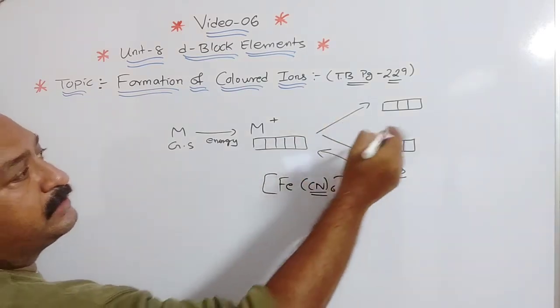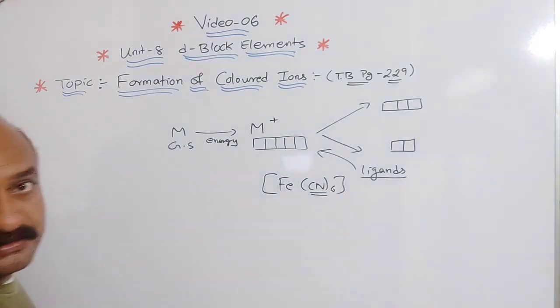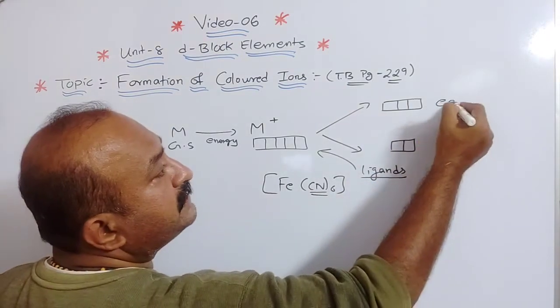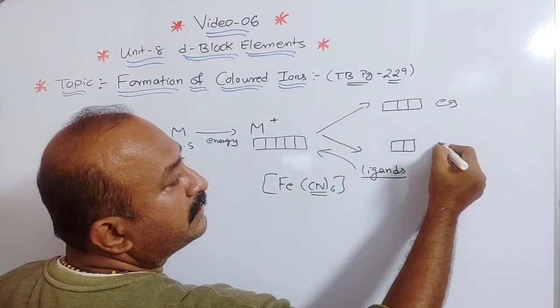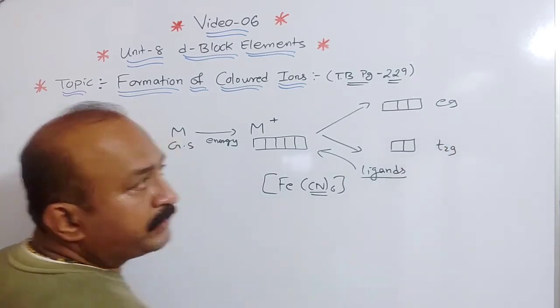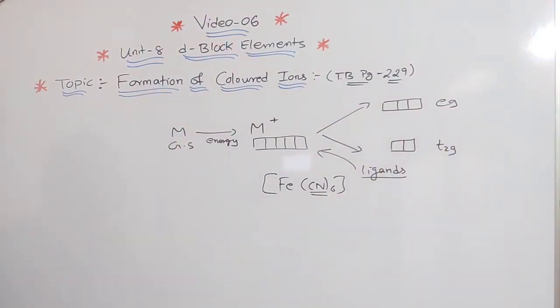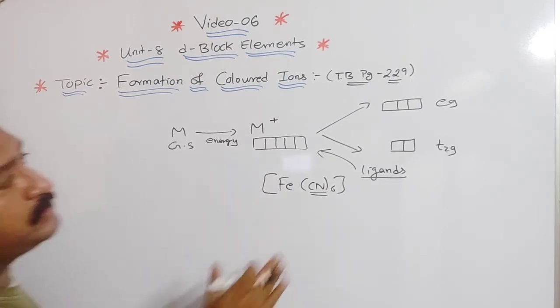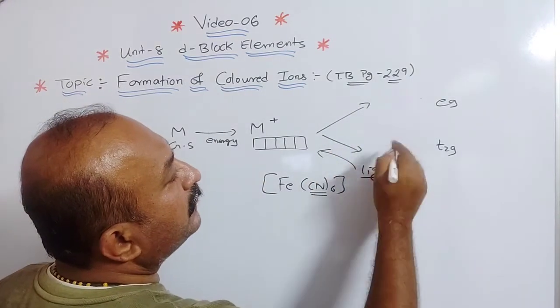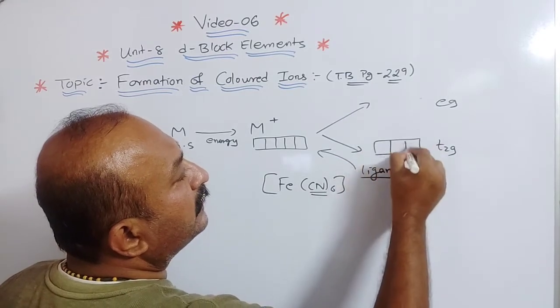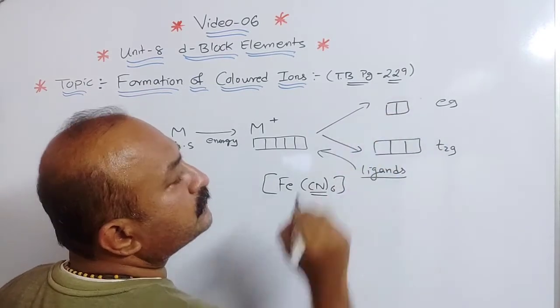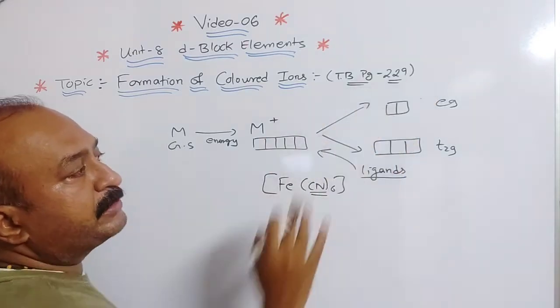So they get split. The higher energy level is represented as Eg, and the lower energy level is represented as T2g. Understood? This whole concept we will study in the 9th chapter, but I am explaining it here. The splitting takes place in this form: here 3 orbitals and here 2 orbitals, meaning out of 5, these are being split.